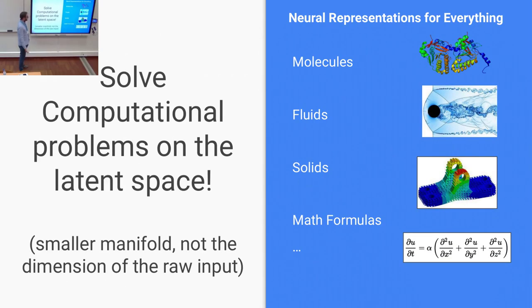So our belief, and you see it coming now because it's becoming more mainstream, is that this will happen everywhere, not only for images and texts and videos and movies that you see now coming out. All domains of science and physical reality will benefit from this. So you will start having good neural representations of everything, like molecules or fluids or solids or matter formulas, which are the slides that maybe I can show later. And then you will be solving problems in this latent space of good representation where everything becomes easier.